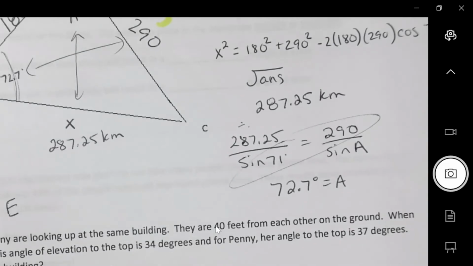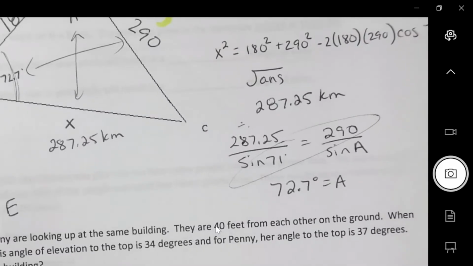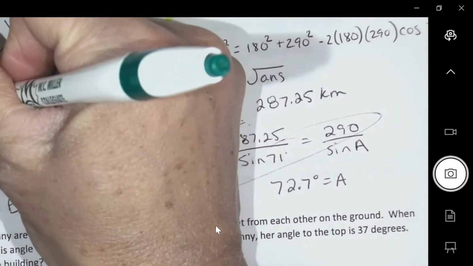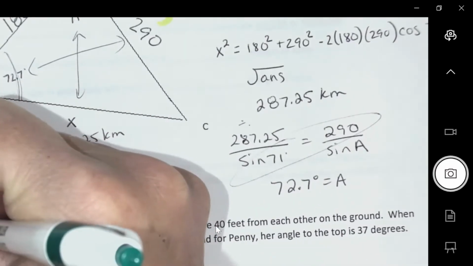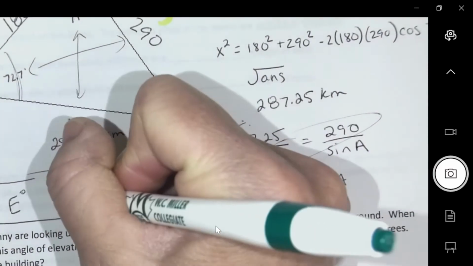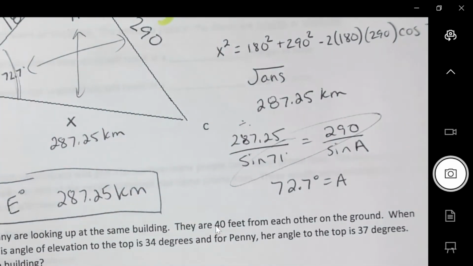So now, how many degrees are in this zone? So what am I going to do there? 180 minus 38 and 72.7. 69.3 degrees east. Okay, so that is the flight path from A to C. I like that question. It had a lot going on. You got your cosine law and you got your sine law.